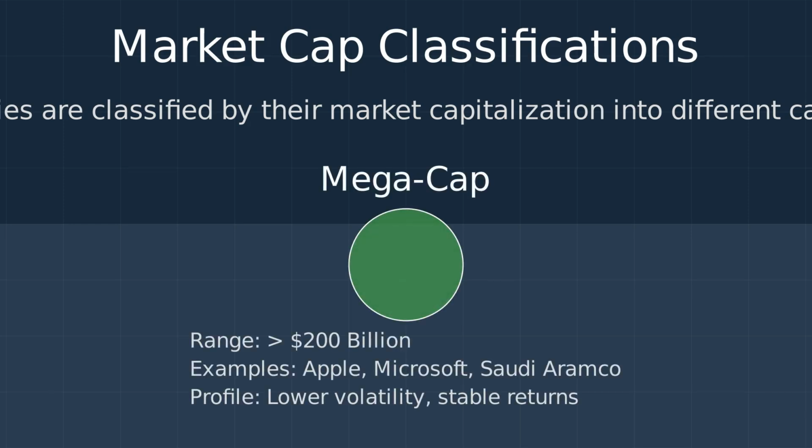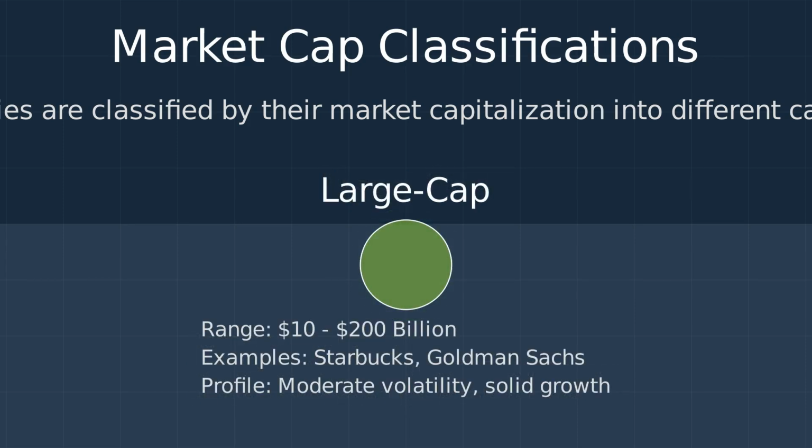Mega cap companies are the largest, with market capitalizations exceeding $200 billion. These include giants like Apple, Microsoft, and Saudi Aramco. Large cap companies range from $10 to $200 billion in market value. This category includes established companies like Starbucks and Goldman Sachs.